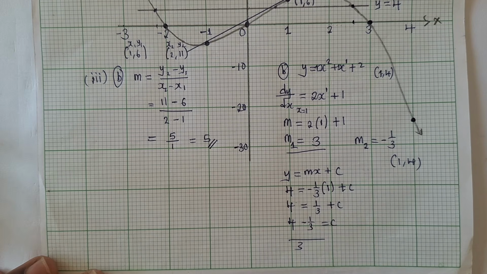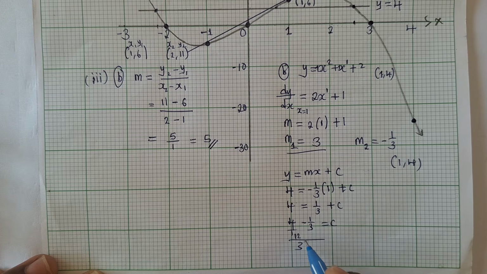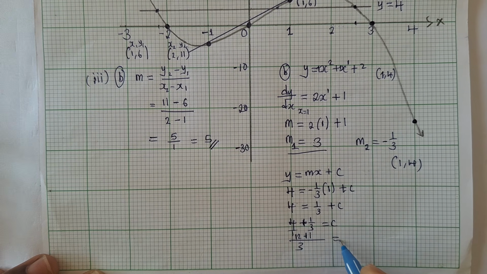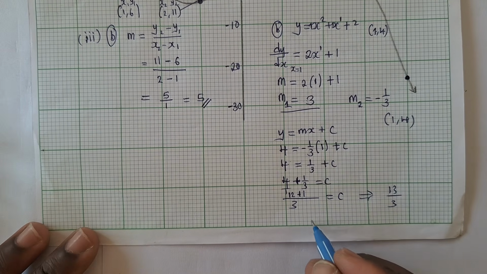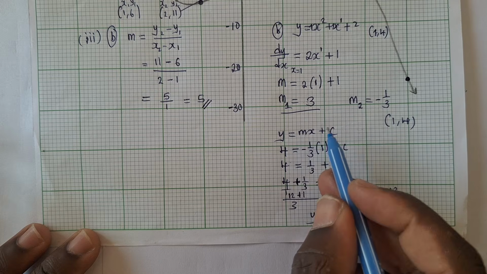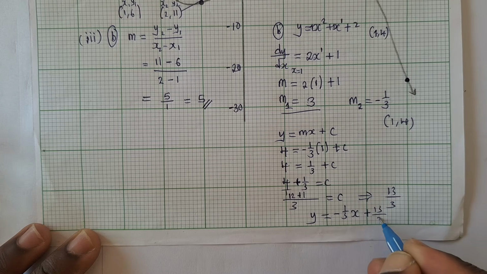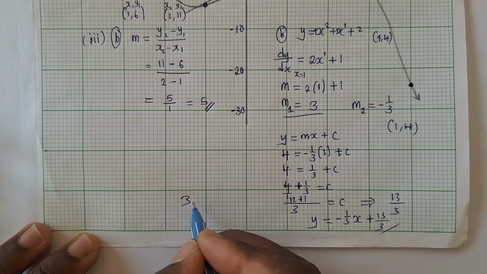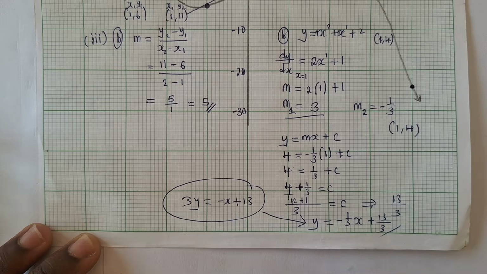So lowest common denominator, it's 3. There is a 1 here. 1 into 3, it's 3. 3 times 4, it's 12. Plus, actually here it's supposed to be plus 1 is equal to c. So the value of c will be equal to 13 over 3. Now to write the equation, it will be y equals negative 1 over 3 x plus 13 over 3. You can either leave your answer like this, or if you want, you can write it as 3y is equal to negative x plus 13. They are both the same, this or this.